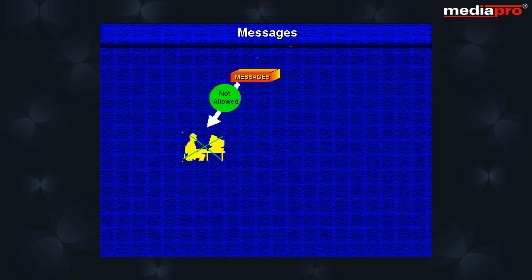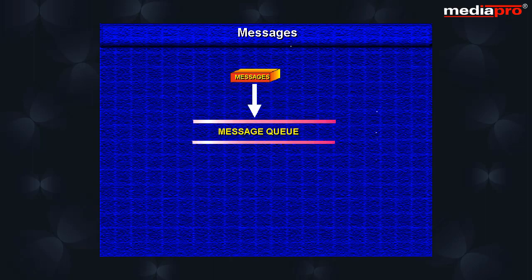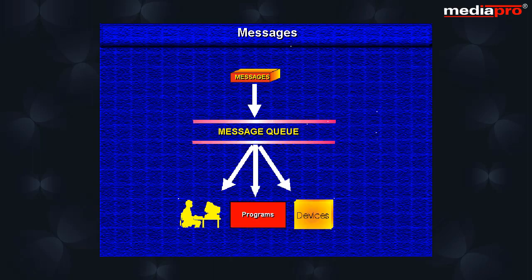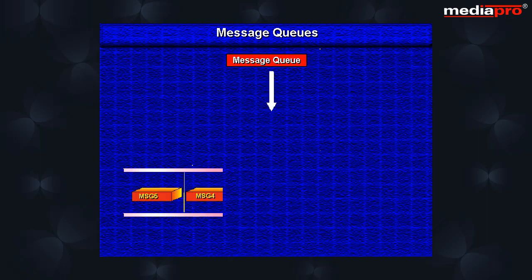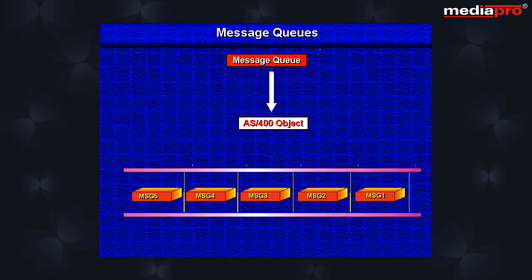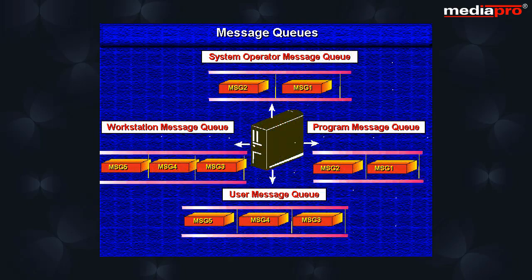Messages are not sent directly to a user or a program, but rather to a message queue that is associated with a user, program, or device, as may be the case. Let us look at message queues. A message queue is an AS400 object that is used to hold messages. You can have different types of message queues on the AS400.